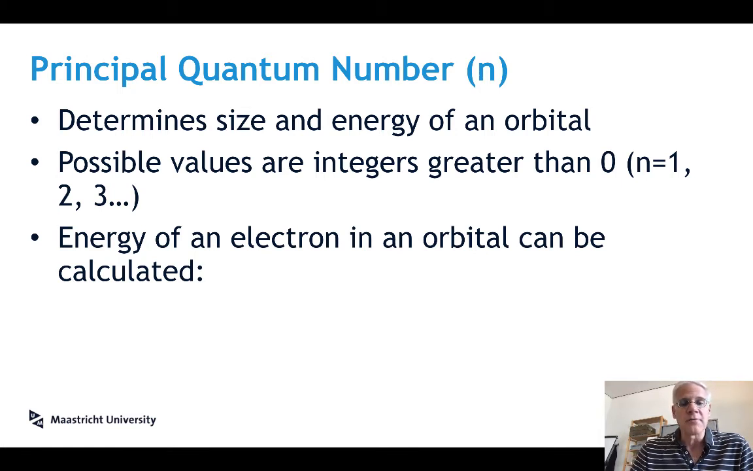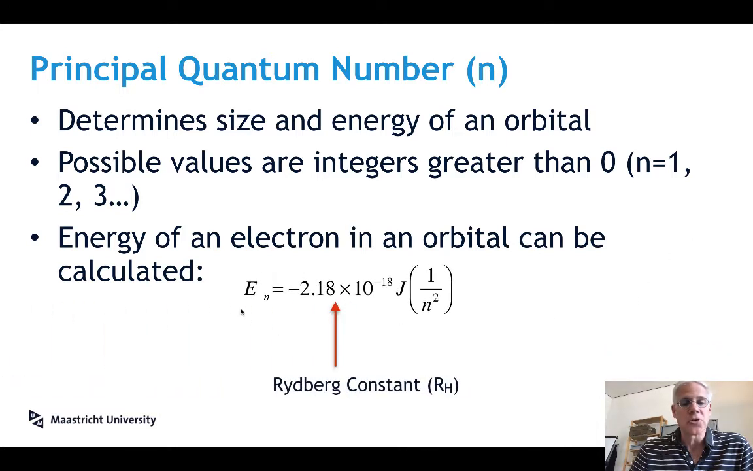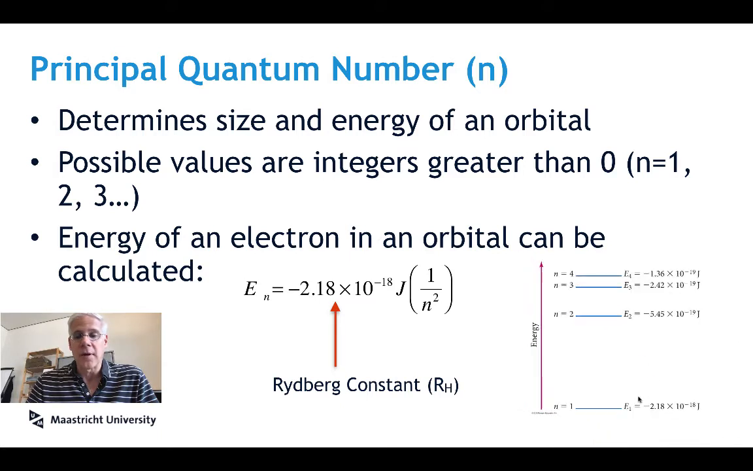Now, the energy of an electron that's in an orbital can be calculated using this equation here with the Rydberg constant, and we just take 1 over n squared, where n is the principal quantum number, and then we just multiply that by the Rydberg constant. And when we plot that out, what we get is a plot of energies, and we can see that the energies get closer and closer together as we go up in n value. Okay, it's not that the orbitals are getting closer physically, they're just getting closer in energy.